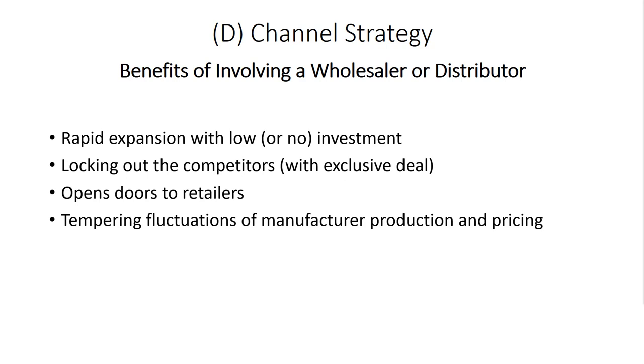I mentioned this before, that wholesalers and distributors might be able to temper the fluctuations of manufacturer production and pricing. So if the pricing starts to go up or down, then the wholesaler can try to keep it a little bit steady. But they also can temper fluctuations of manufacturer production. So if something happens with the production line, hopefully there's enough of a stock with the wholesaler that they can make sure that those changes in production don't go all the way to the retailer and affect the end user.